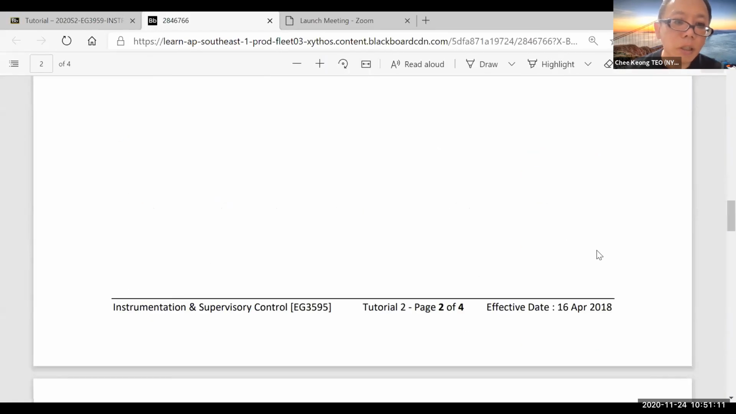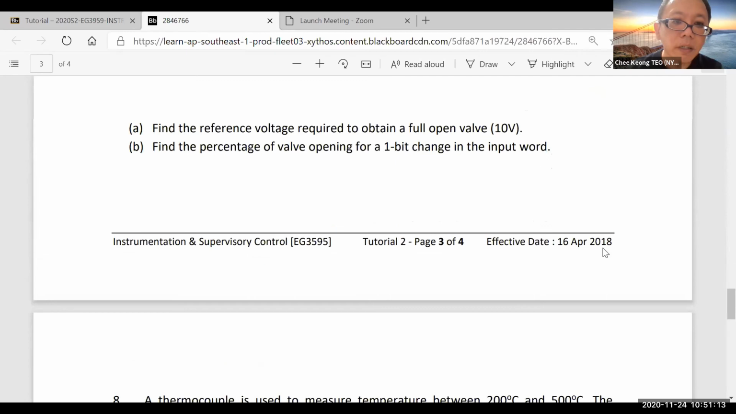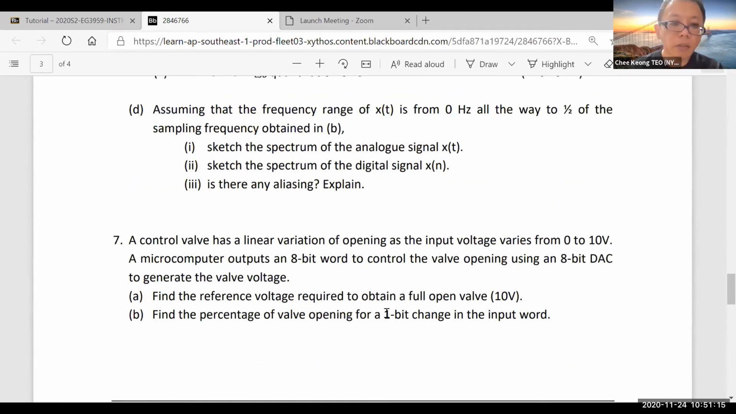Next question is question 7, right? Question 7 talks about a control valve that has a linear variation of opening as the input voltage varies from 0 to 10 volts. What this means is, if your control voltage varies from 0 volt to 10 volt, it is going to move the control valve opening linearly, in a straight line, maybe 0 to 100%.